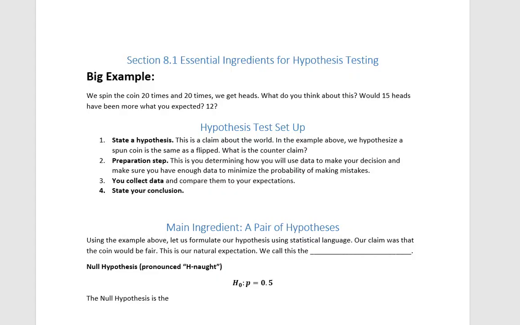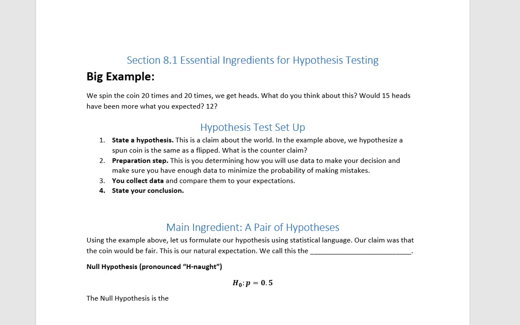Hey, so we're in chapter 8. This is probably one of the biggest ideas that we're going to be talking about. So, in chapter 8, what we're going to be talking about is essential ingredients for a hypothesis test. In this chapter, we're going to be talking about how do you test a hypothesis that has to do with percentages.